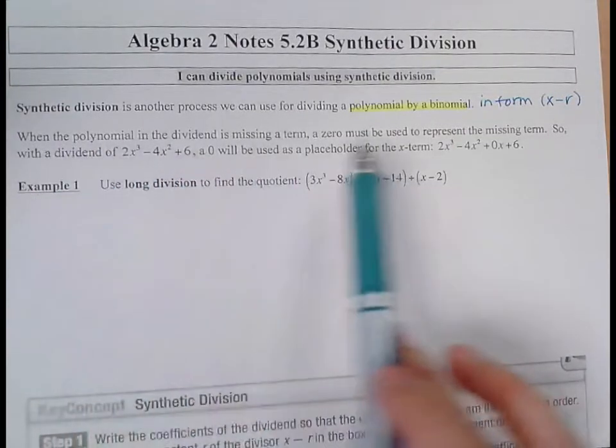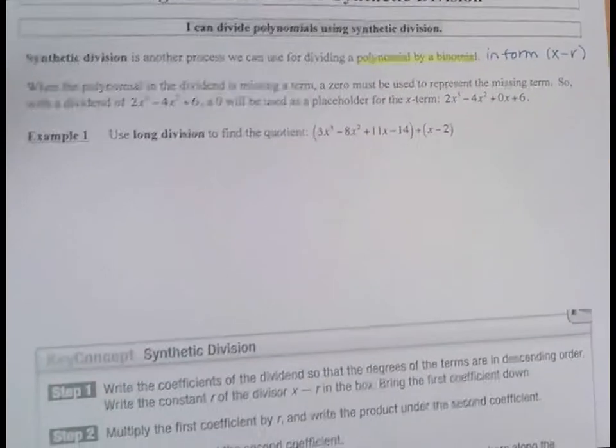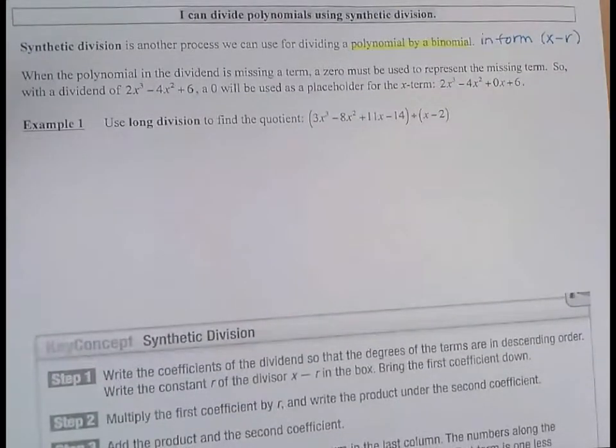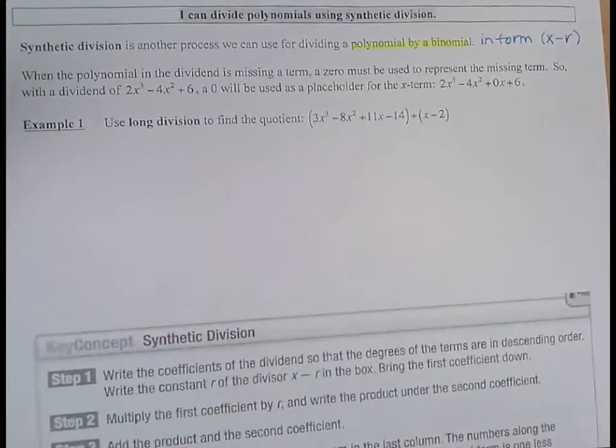That's why you still have to know long division. What this top part is talking about, we're not going to need for example 1, but something that didn't come up yesterday, and it's going to come up on some of the examples on the back of the note sheet, is if your polynomial in the dividend, what is being divided, is missing a term, a 0 must be used to represent the missing term.